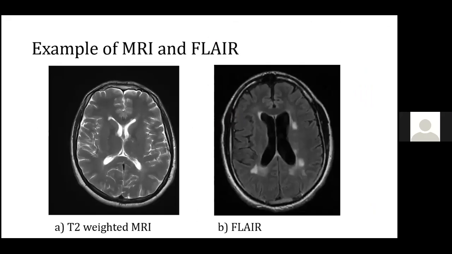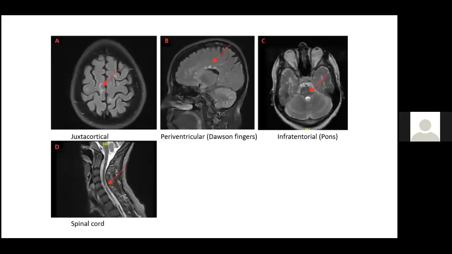And there you go, that's an example of MRI. So classic MRI findings that we get in MS are juxtacortical lesions, periventricular lesions, which is also known as Dawson's fingers, infratentorial lesions, and spinal cord lesions. So these are classic areas of lesions you get in MS.